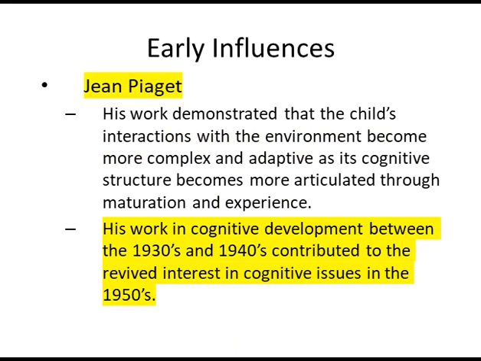Jean Piaget did extensive work on trying to understand how we develop cognitively, that we do not think like adults when we're children. We have to develop those skill sets and those abilities. Jean Piaget demonstrated that a child's interaction with their environment becomes more complex and adaptive as its cognitive structure becomes more articulated through maturation and experience. His work in cognitive development between the 30s and 40s contributed to the revived interest in cognitive issues in the 50s.